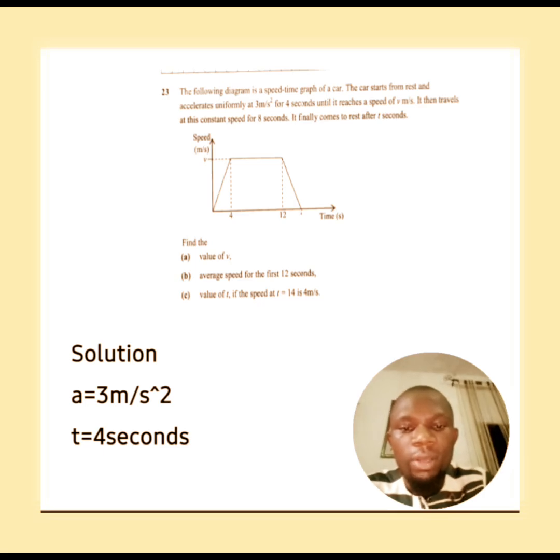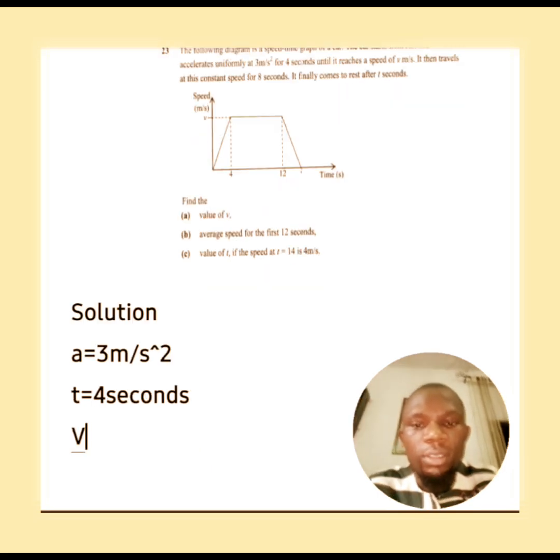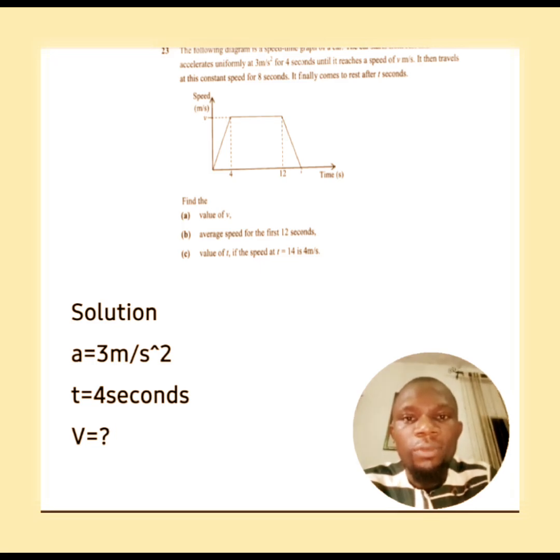It accelerates until it reaches a speed of v. That means my velocity is unknown. If you look at the diagram, the velocity there is unknown. Next, it travels at a constant speed for 8 seconds. I don't need that in looking for the first question, which says find the value of v. So let me look for the value of v now.